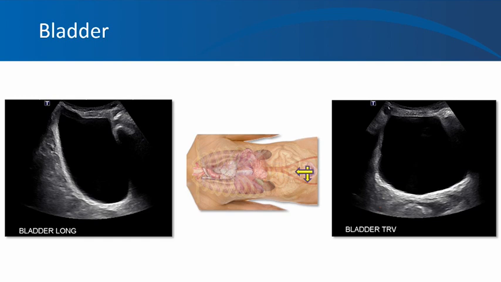Remember, these appearances are with full bladder, and the shape can vary depending on the amount of urine you have in the bladder. And if you have to visualize pelvic structures such as the uterus or prostate from the abdomen, full bladder is necessary. But if you're doing a transvaginal ultrasound or transrectal ultrasound, then you ask the patient to empty the bladder.